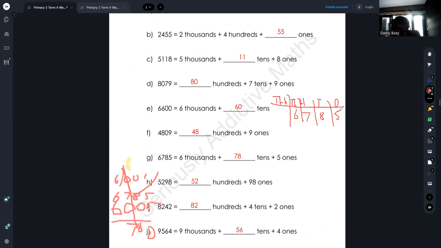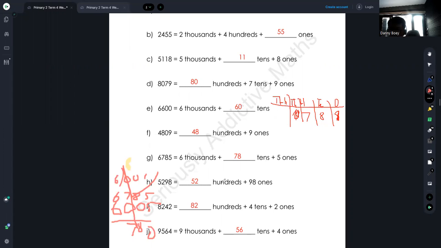Okay. So how did I do this? 6,000 is done. Okay, 6,000, I take it away. 5 ones is ready here, I take it away. What is left? 78 tenths. Do you see that? 78 tenths. So you can do it this way.